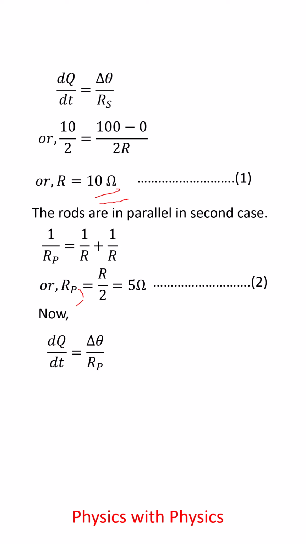Now dQ by dt equals del theta by Rp. For the second case, 30 by t equals 100 by 5. That's why time becomes 1.5 minutes.